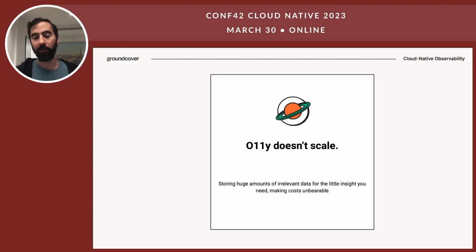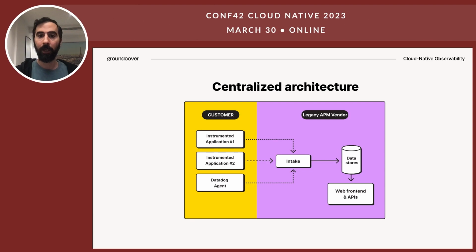The second is, as we said, observability doesn't scale. You store huge amounts of irrelevant data, and it doesn't make sense anymore to get such little insights for so much data, and it makes cost unbearable. The reason is the centralized architecture that we talked about before. You have a lot of instrumented applications sending deep observability data. You also have agents monitoring your infrastructure, and everything goes back into huge data storages inside your APM vendor, where you get a friendly UI that allows you to query and explore your data.